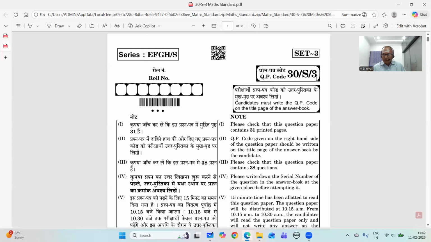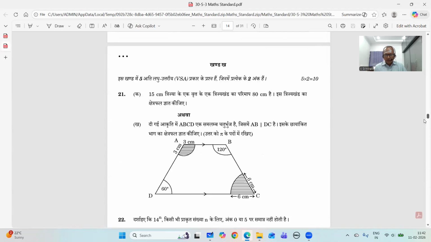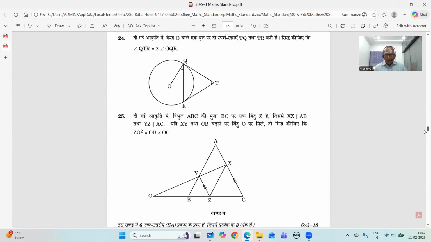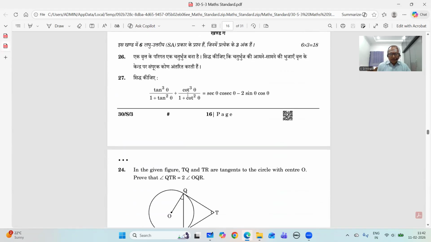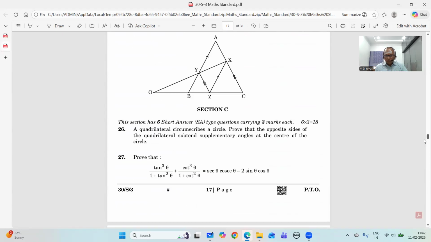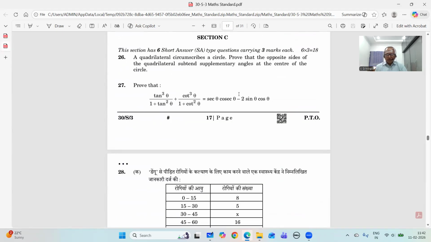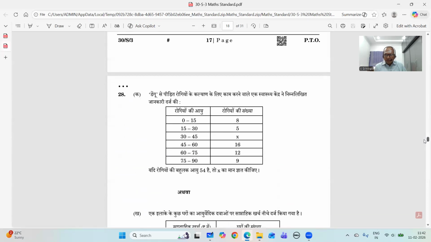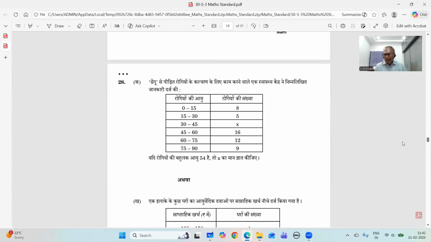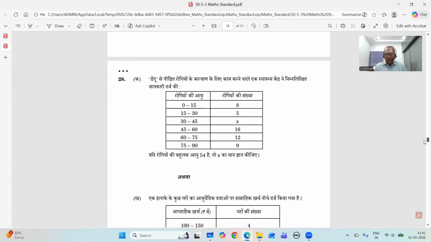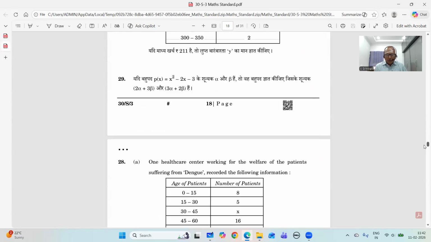I am solving from the coded paper 30/S/3, and in my last lecture, I have solved this problem of trigonometry. That is question number 27. I'm not much interested in statistics problems. If time allows, I may come back to them. I'll go to analysis problems. That is, I'll go to question number 29.